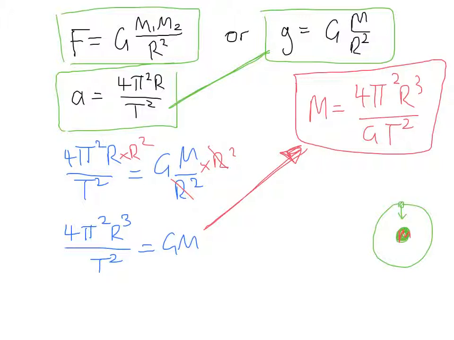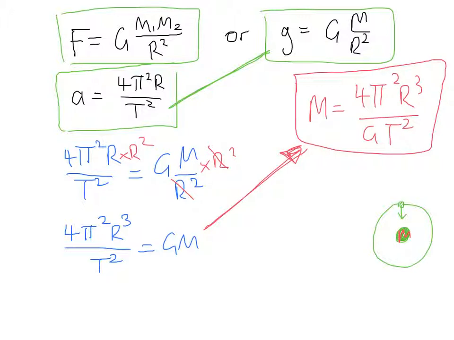It could be a question about something travelling around Earth, or it could be something travelling around the Sun, or a moon of another planet, etc. That will allow you to calculate the mass of the central body, providing you know the radius and the period of whatever that satellite is.